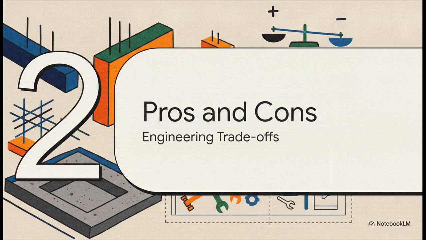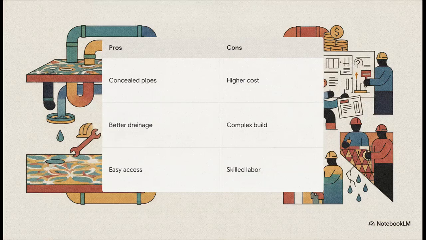Moving on to Section 2, Pros and Cons. Let's weigh the engineering trade-offs. Now, what's really interesting about this is that every single engineering decision involves a trade-off. You're always balancing incredible benefits against actual on-site challenges. The advantages here, they're fantastic. A sunken slab hides all your plumbing, physically stops water from spreading because of that drop level, gives you much better drainage, makes maintenance access easier, and leaves you with that pristine professional finish.